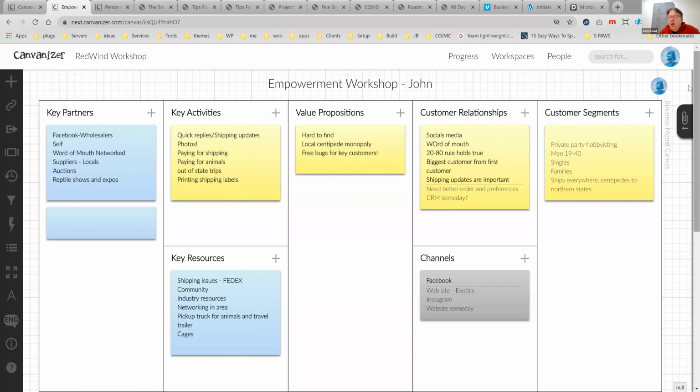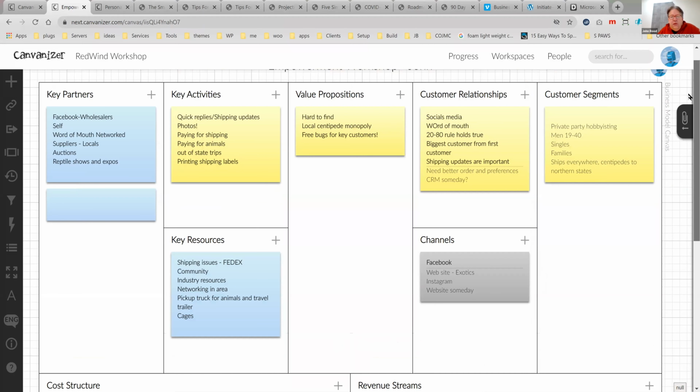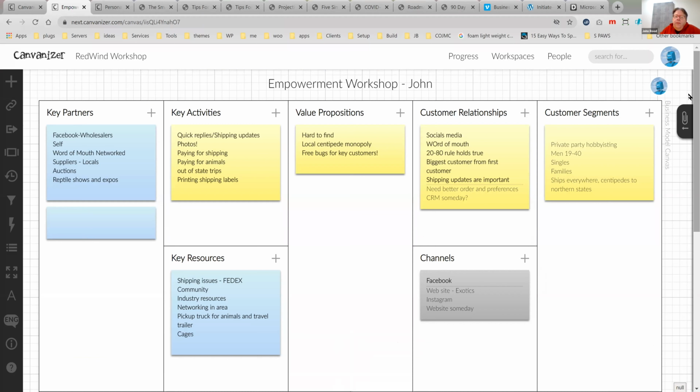Okay, can everybody see our canvas there? Yep. Yeah. And Corbin's going to lead us through it. All right, so am I here? Can y'all hear me? Gotcha. Cool. Sounds good. So key partners would be Facebook wholesalers, word of mouth.